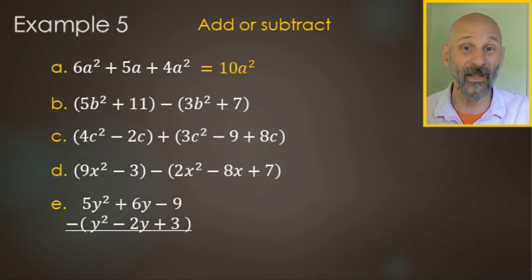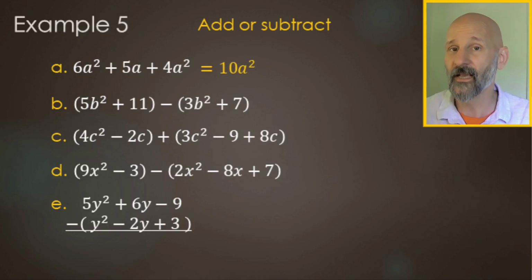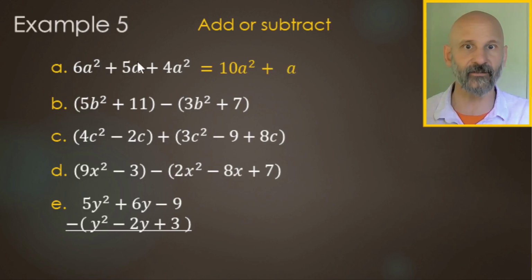6 plus 4 makes 10a squared. Now let's look at the a terms, okay? In this case here, we only have one term with an a, and it's a 5a. So boom, 5a goes there.